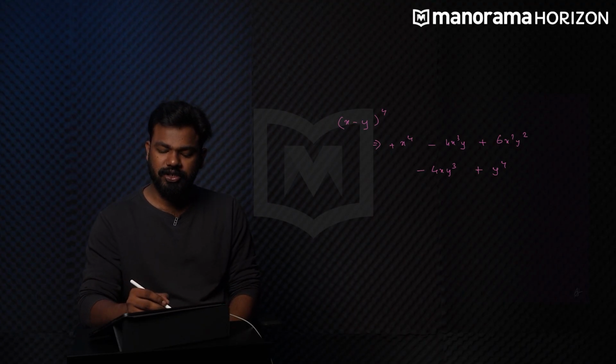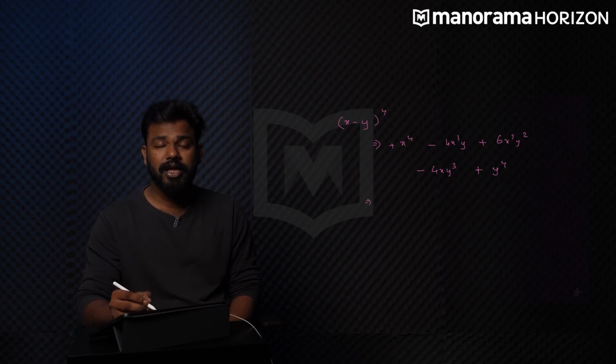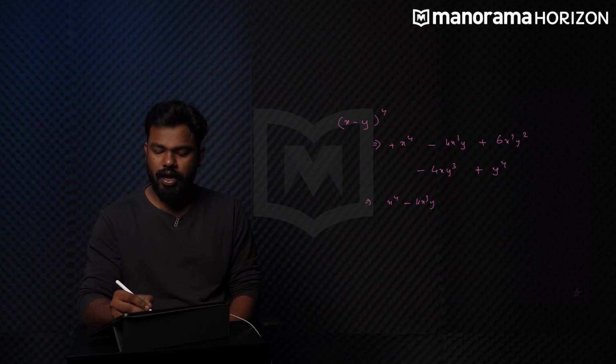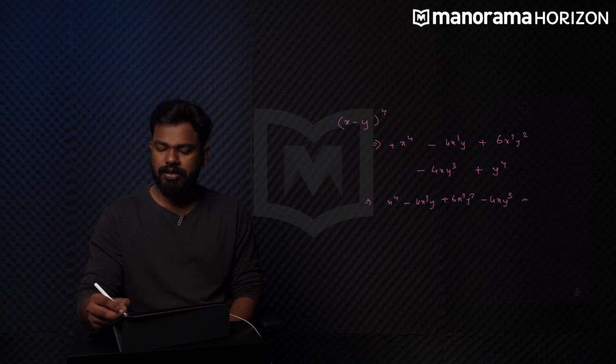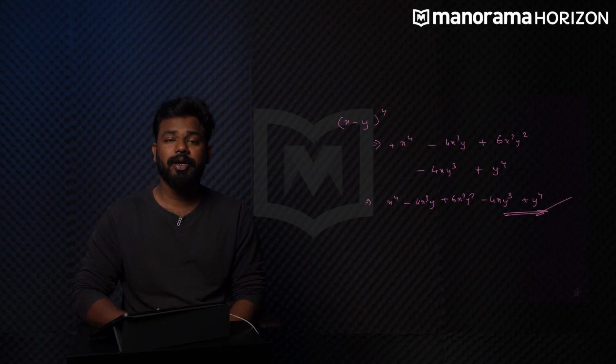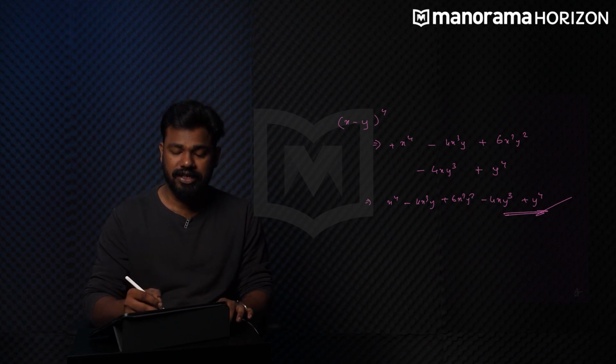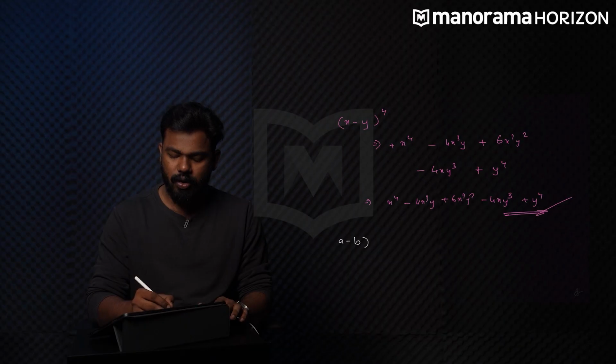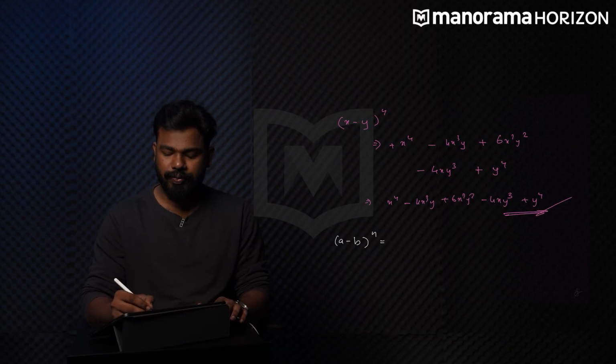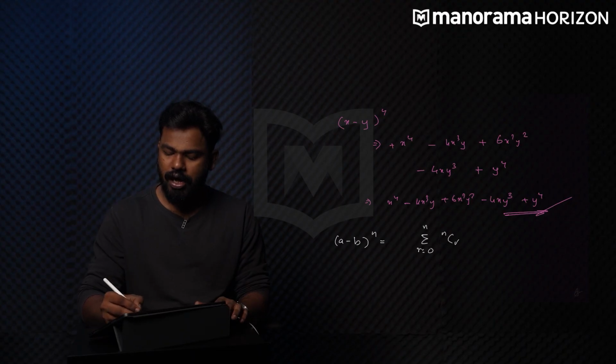So this gives us the expansion of what? X minus y the whole raised to 4. So x minus y the whole raised to 4 is x raised to 4 minus 4x cube y plus 6x square y square minus 4xy cube plus y raised to 4. And that is the expansion of x minus y the whole raised to 4. And how can we write that as a general term? So a minus b the whole raised to n can be written as sigma r equal to 0 to n nCr a raised to n minus r, b raised to r.